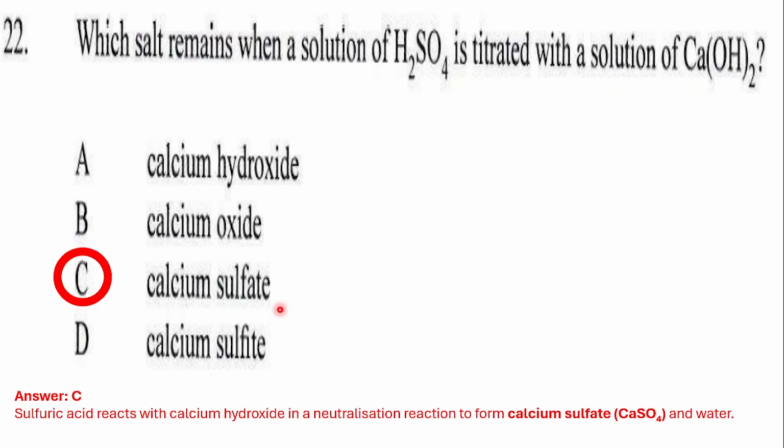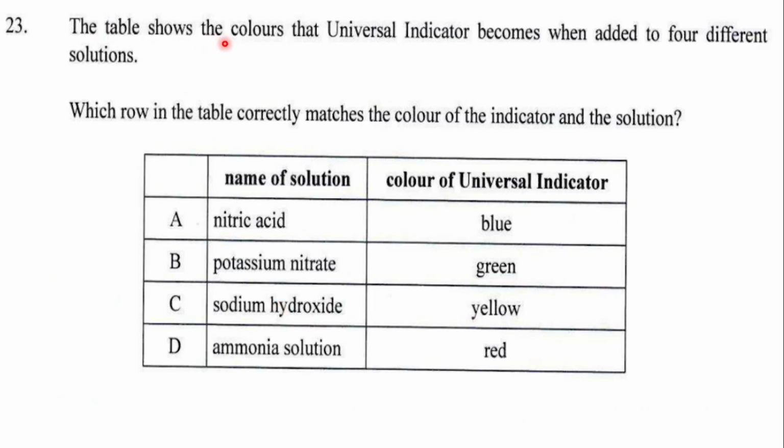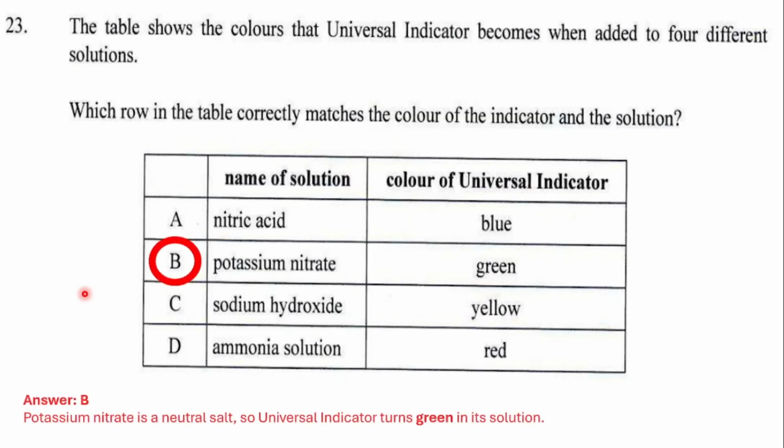Let's move on to question number 23, and it says the table shows the colors that universal indicator becomes when added to 4 different solutions. Which row in the table correctly matches the color of the indicator and the solution? So is it going to be nitric acid and the color is blue? Is it going to be potassium nitrate and the color is green? Is it going to be sodium hydroxide and the color is yellow? Or is it ammonia solution and the color is red? Again, we're looking at the color of the universal indicator. So the correct answer is definitely going to be B, potassium nitrate, because potassium nitrate is a neutral salt, so universal indicator turns green in its solution. So the correct answer is definitely going to be B.